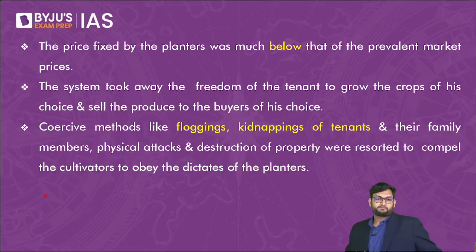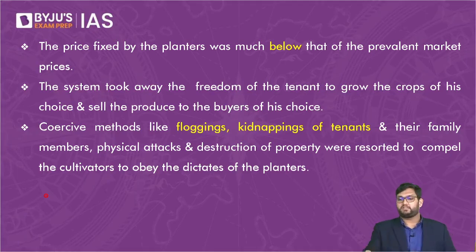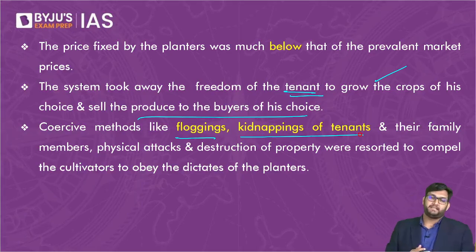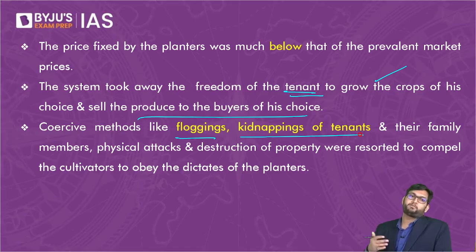And the price which was fixed by the planter was much below the prevalent market prices. The system took away the freedom of the tenant to grow crops of his own choice and on his own land, and sell the produce to the buyer of his choice. So coercive methods such as flogging, kidnapping of the tenants and their family members, physical attack, and destruction of property were used to compel the cultivator to obey the dictates of the planters. Flogging basically means torture.